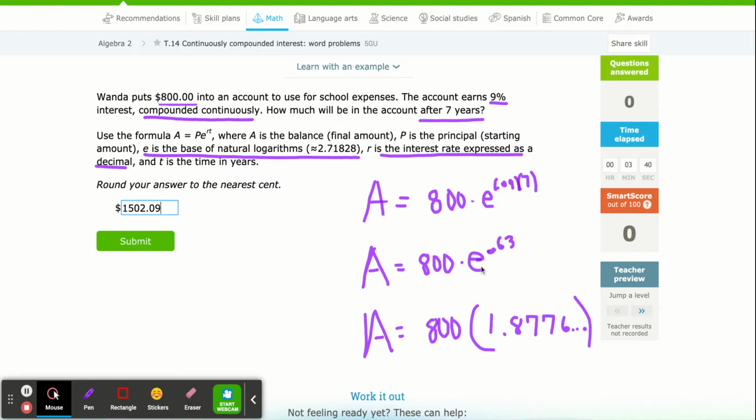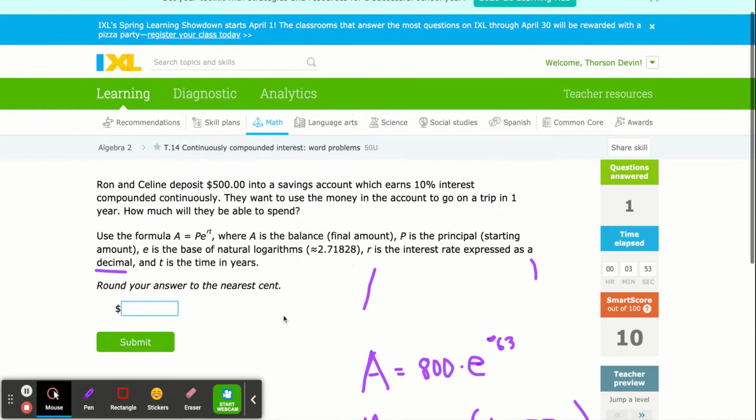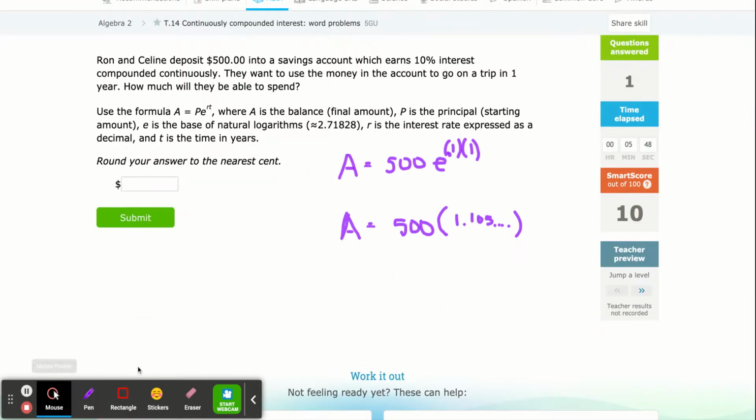But remember, E is a number, and it is on most scientific calculators. I would hate to have you type in 2.71828 repetitively. I would hope you find the E button on your calculator and use that. So again, don't overcomplicate these problems.